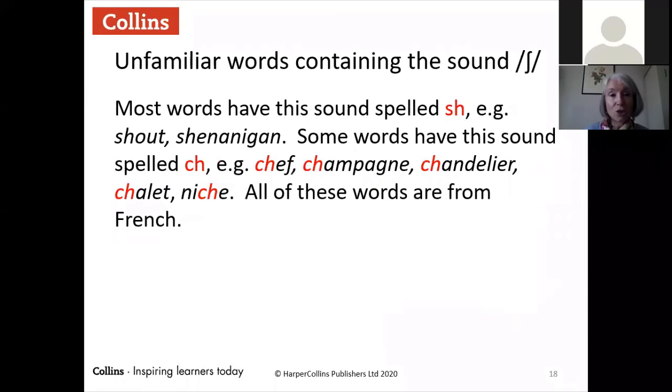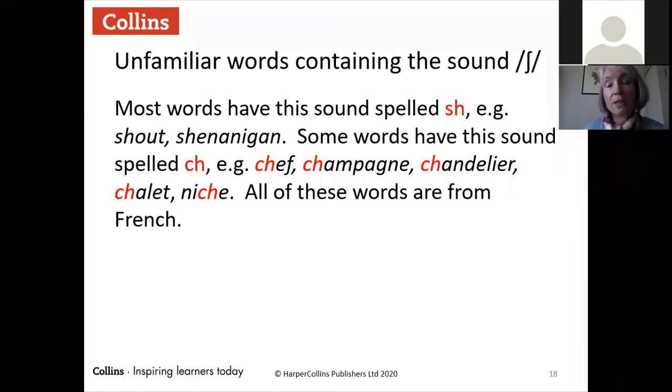Okay, next clue. Unfamiliar words containing the sound sh. That symbol there, that elongated S, is the symbol for the sound sh, which has got lots of different spellings in English. SH being the most common grapheme, as in shout or shenanigan. However, some words have this sound spelled with the grapheme CH, and all of them are from French.